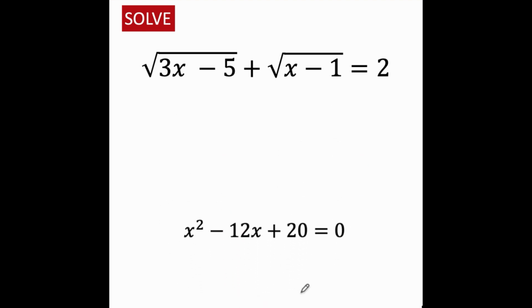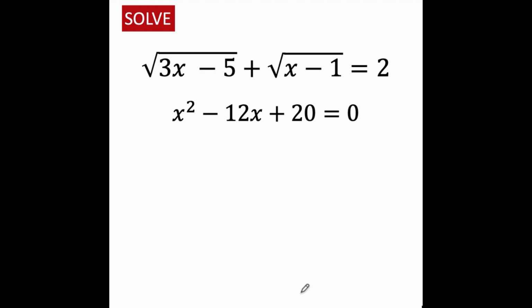Then we now solve this quadratic equation. Notice that there is no longer radicals. And we know how to solve quadratic equation. In this case, we are going to use factoring. So we need to find what are the factors of x squared. We know it's x times x.